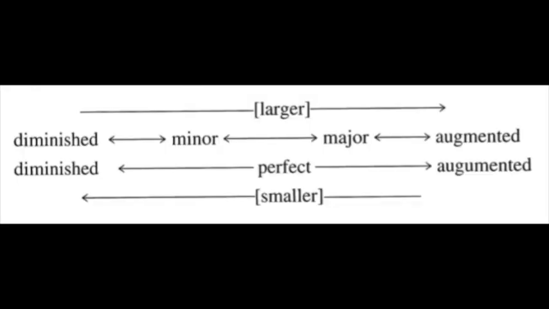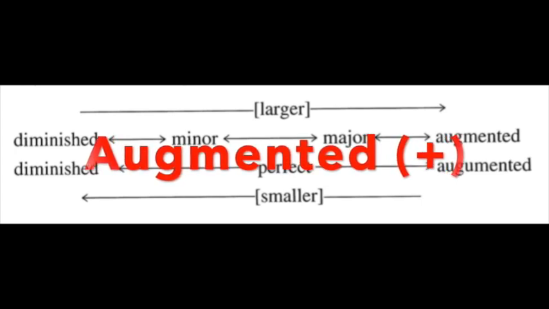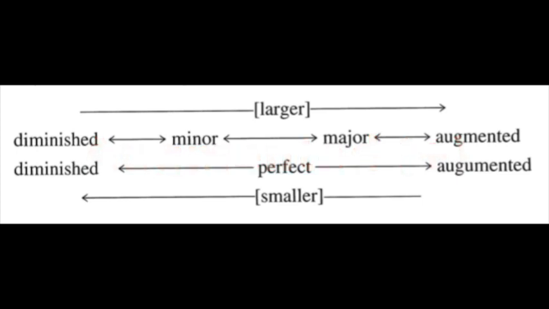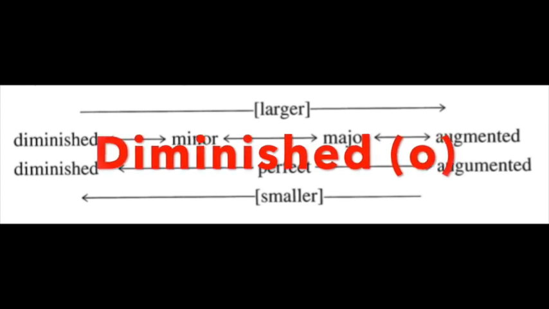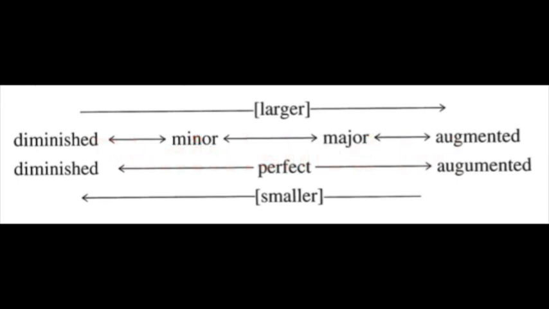Continuing on, augmented and diminished intervals. If a perfect or a major interval is made a half step larger without changing the numerical name, the interval becomes augmented, which we abbreviate with a plus sign. If a perfect or a minor interval is made a half step smaller without changing its numerical name, it becomes diminished, abbreviated with a degree symbol. The relationships are summarized here.